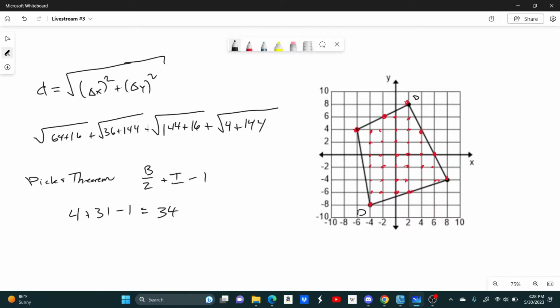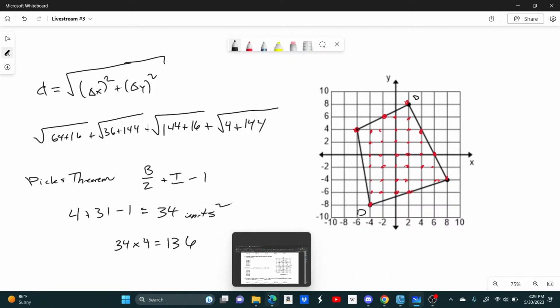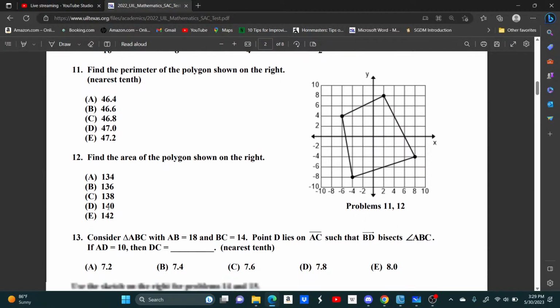But remember, this is in square units. And each of our boxes here, you can see our x's and y's are both counting by 2, and so each square unit is actually going to be 4, because it's a 2 by 2 box. So 34 times 4 gives you 136 square units. Yep, that's answer choice B.